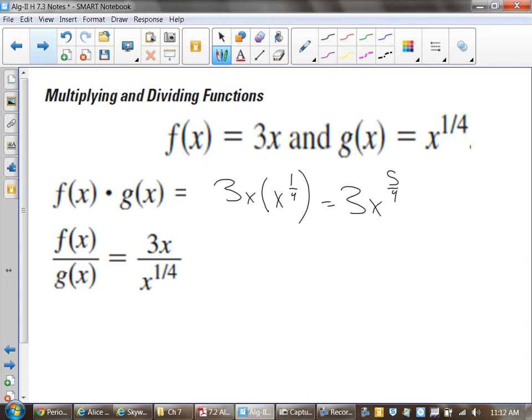Again, when I'm doing my division here, I wind up with 3x divided by x to the 1/4. Who wins in the battle of war? The 1 or the 1/4? 1. Okay. What's 1 minus 1/4? So your final answer becomes 3x to the 3/4. I'm using the same properties that we were talking about yesterday, as well as the same properties we looked at in chapter 6. None of those have changed. You just have a fraction. Okay?